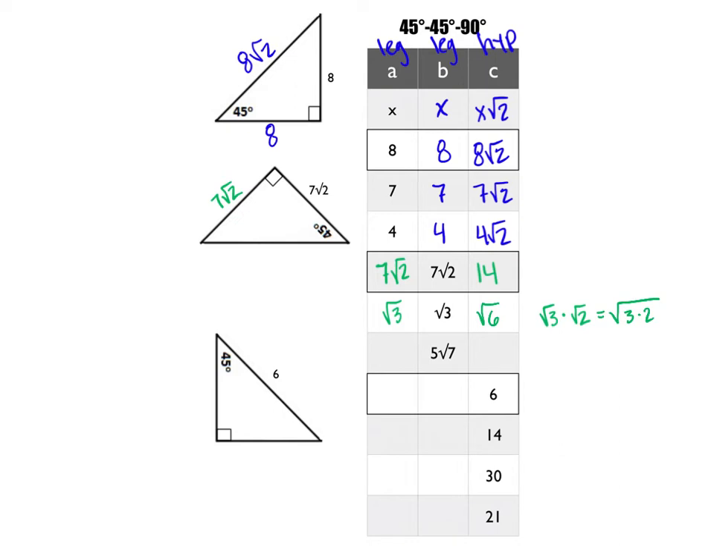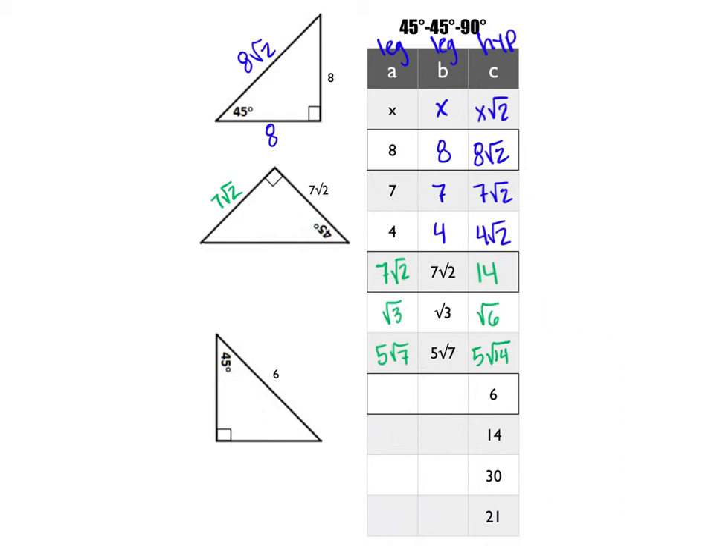All right, if I have 5 root 7, then that leg is going to be the same, 5 root 7. And then the hypotenuse is going to be 5 root 7 times root 2. And that's the same thing as saying it's 5 times the square root of 7 times 2. So we can't simplify the 7 and the 2 inside the radical, so we're just going to leave it 7 times 2, which is 14.